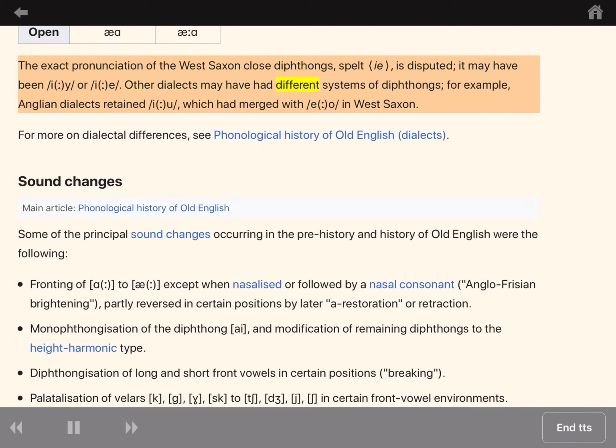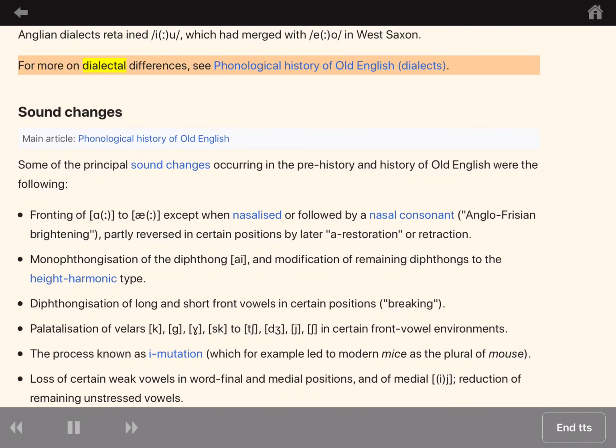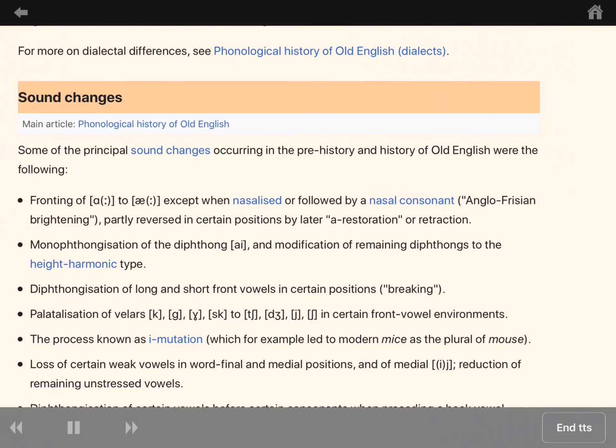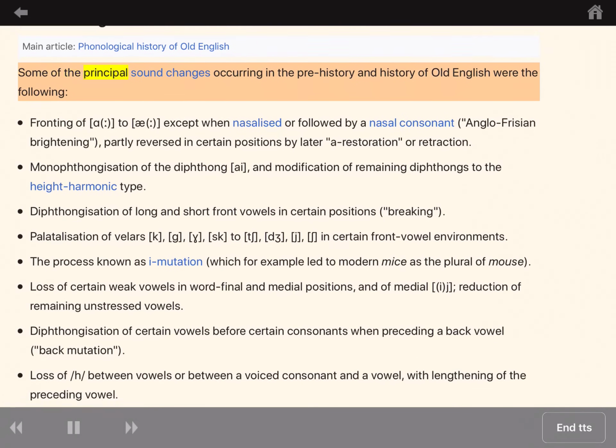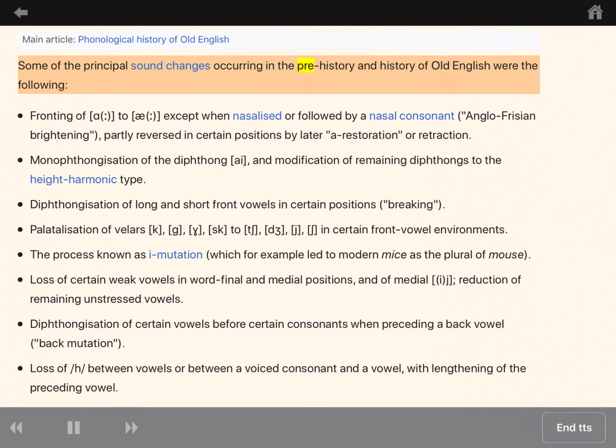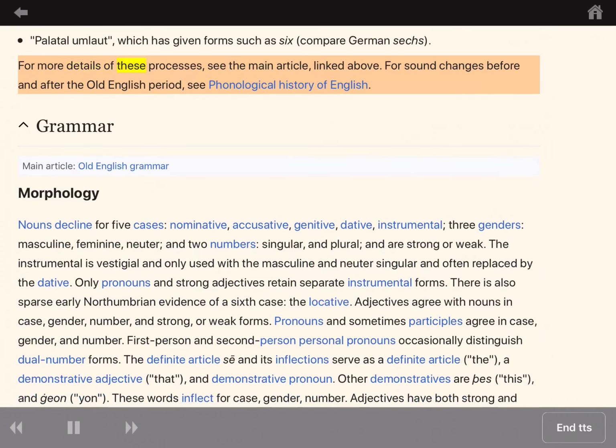Other dialects may have had different systems of diphthongs. For example, Anglian dialects retained iu, which had merged with eo in West Saxon. For more on dialectal differences, see Phonological History of Old English. Sound changes. Some of the principal sound changes occurring in the prehistory and history of Old English were the following. For more details of these processes, see the main article, linked above. For sound changes before and after the Old English period, see Phonological History of English.